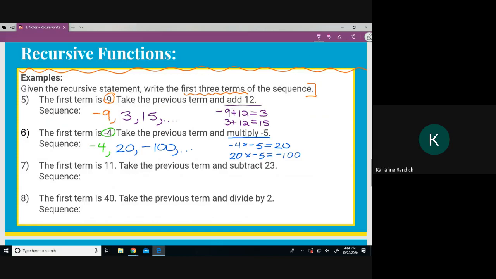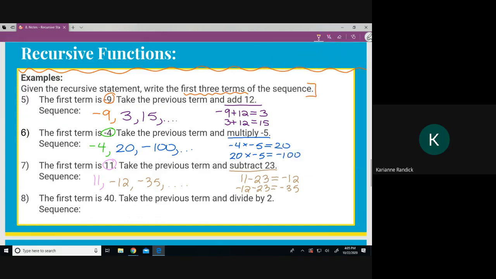Then we take a look at our next one. First term, it says, is 11. So we're going to start at 11. And it says to take the previous term and subtract 23. So we're going to go 11 minus 23. When you do 11 minus 23, you're not getting a positive 12, you're getting a negative 12. So that's your next number. And then you're going negative 12 minus 23, and you're getting negative 35. That would be the next number in your sequence. You can go comma, dot, dot, dot if you want.